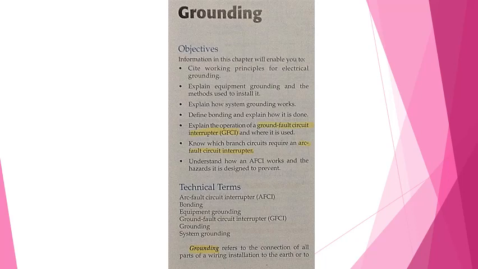Grounding refers to the connection of all parts of a wiring installation to the earth or to other systems that are connected conductively to the earth. This deliberate connecting of the system and the earth provides for the safety and protection of the system itself and the people installing it, testing it, or using the system.